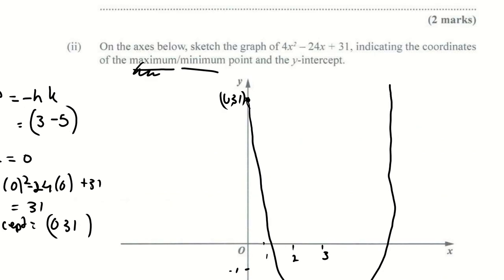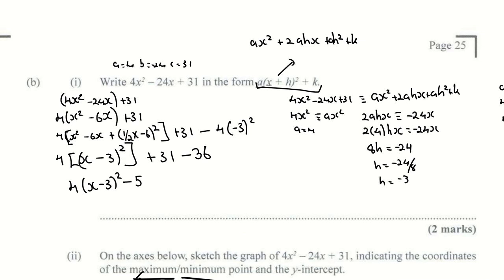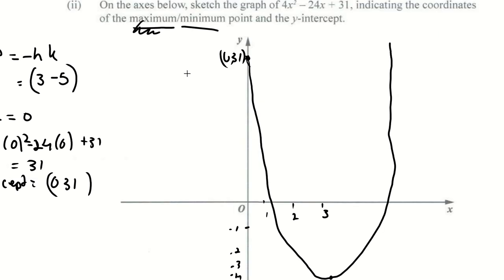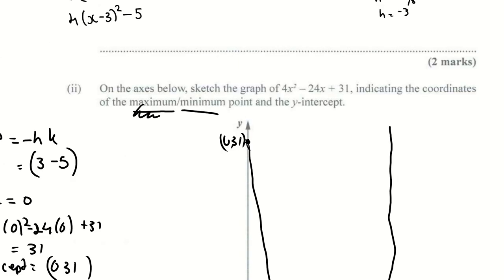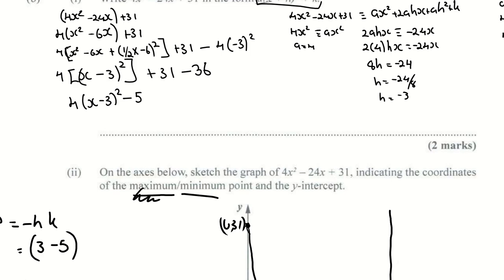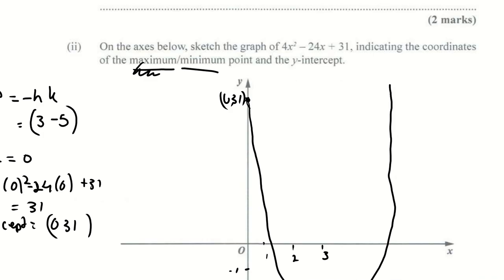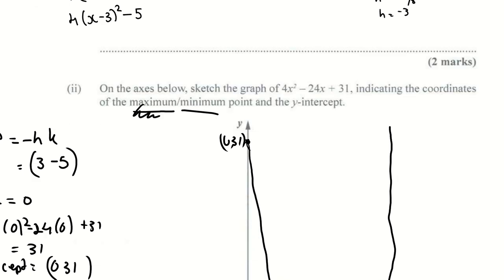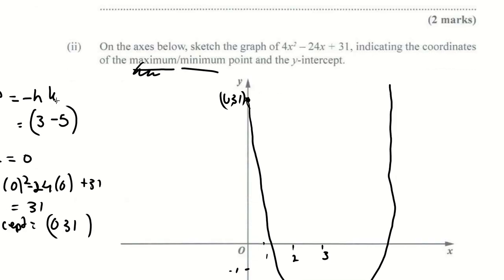Right, now they ask you, on the axis below, sketch the graph 4x squared, is that plus? I highly doubt that's plus. Is it? It's not plus, it's minus. Minus 24x plus 31, indicating the coordinates of the maximum and minimum point and the y-intercept. Now, we already know that your turning point is negative h, which is minus minus 3, and k is minus 5. Right? We have that here already. So you don't really need to worry about that.